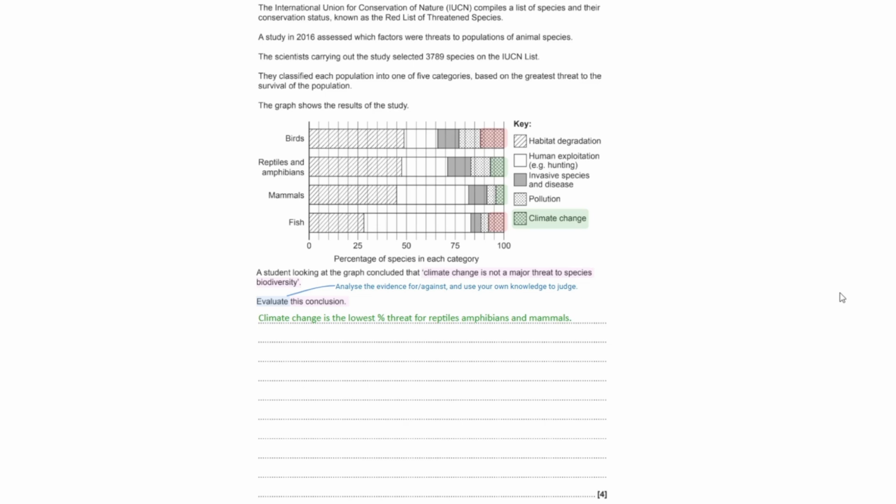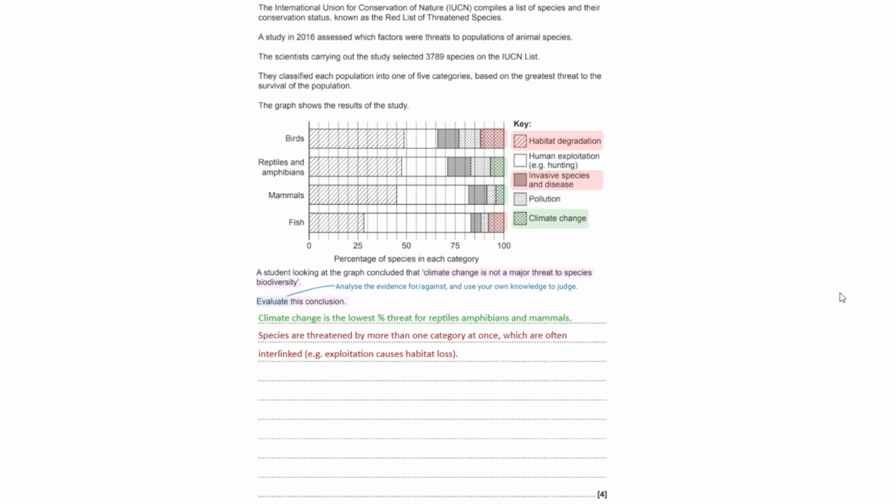For other relevant data, such as habitat degradation and invasive species and disease, it's also reasonable for us to use our own knowledge to deduce that climate change can actually drive both of those factors. So species are threatened by more than one category at once, which are often interlinked, such as exploitation causing habitat loss. The student has also claimed that climate change is not a major threat to species biodiversity.